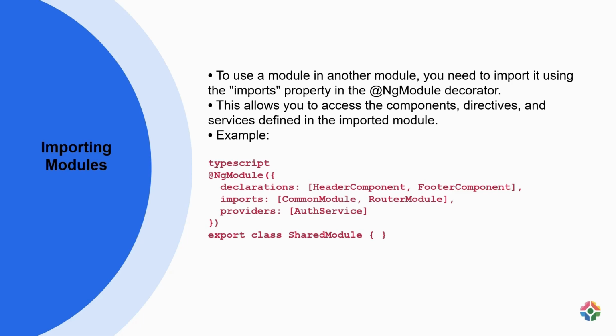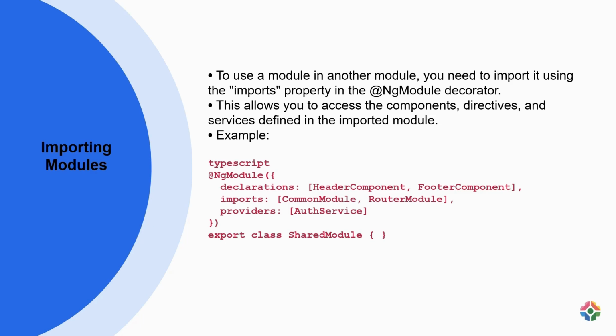When you want to utilize a module within another module in Angular, you must import it by specifying the module's name in the imports property of the @NgModule decorator in the importing module. By doing this, you gain access to the components, directives, and services that are declared within the imported module. For instance, if you have a SharedModule that contains HeaderComponent, FooterComponent, and AuthService, and you want to import CommonModule and RouterModule into SharedModule as well, you can define the module as shown in the example below.